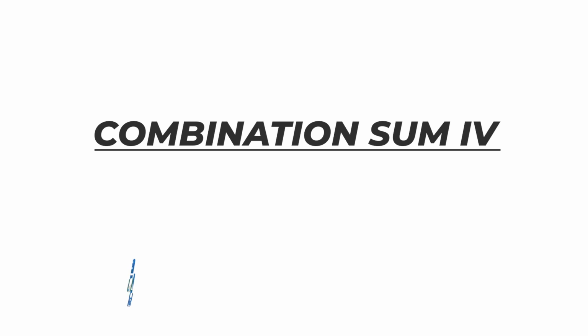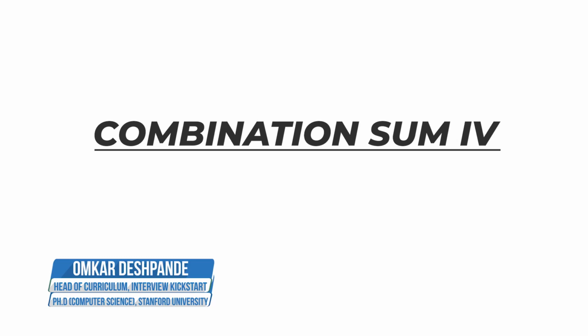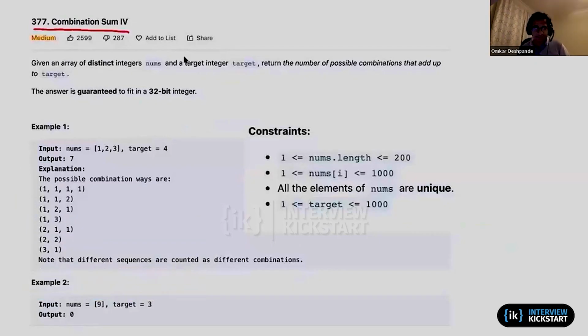Okay, so let's begin with the first of the two problems for today, which is titled combination sum 4, although the title is quite meaningless, as you'll see. So the problem is as follows. You're given an array called nums, and it has distinct integers, and you're given a target integer. You want to return the number of possible combinations that add up to target. And the answer is guaranteed to fit in a 32-bit integer.